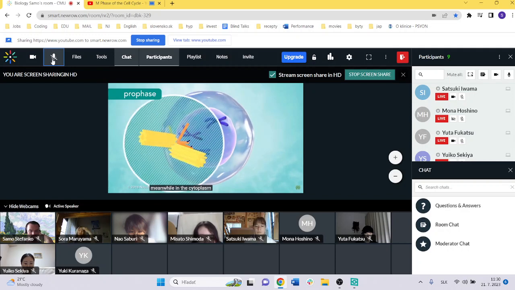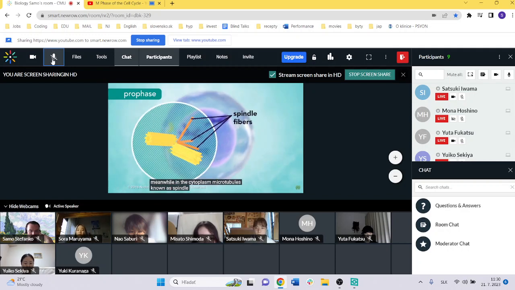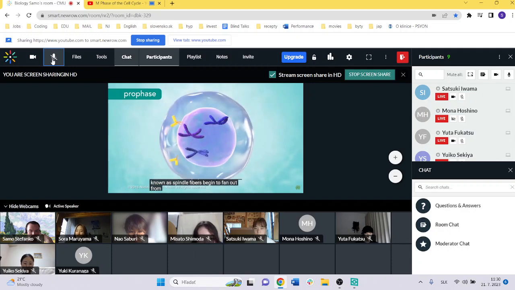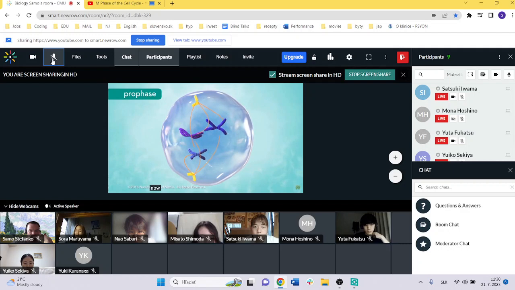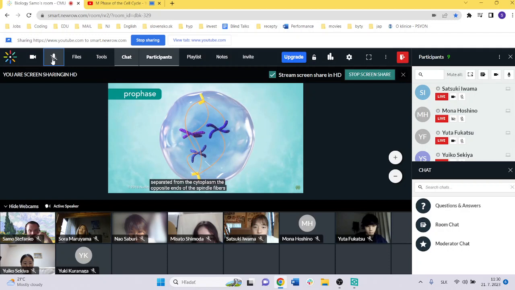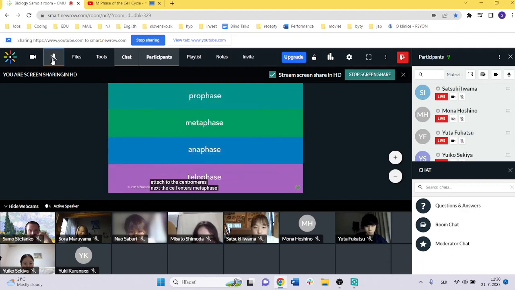Meanwhile, in the cytoplasm, microtubules, known as spindle fibers, begin to fan out from two sets of paired structures, called centrioles. The spindle fibers elongate as the centrioles begin moving to opposite sides or poles of the cell. While this is happening, the nuclear membrane surrounding the nucleus disappears. Now that chromosomes are no longer separated from the cytoplasm, the opposite ends of the spindle fibers can attach to the centromeres. Next, the cell enters metaphase.